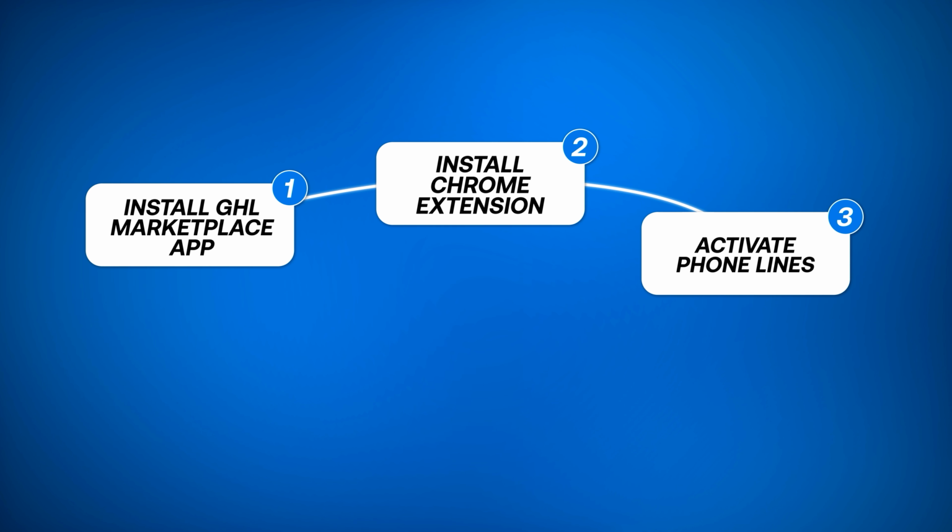Step 3. Activate the phone lines. You'll want to let Sendblue know how many leads you plan on texting each day and the area code that you'd like your number to have. And with that, they'll get a virtual iPhone activated and connected to your account.